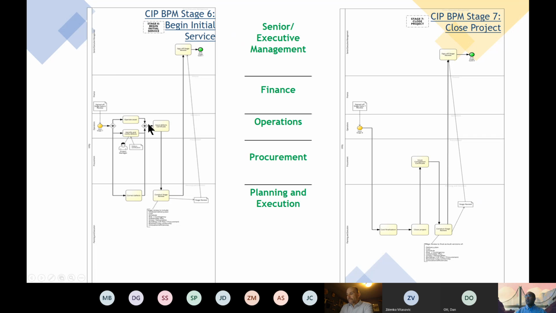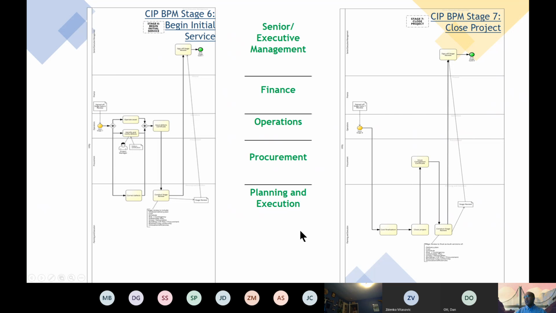And here also operations start to operate the delivery, and they will identify and notify defects, and those defects will be corrected by the planning and execution team here. And once that is corrected, then operations will issue defect certification, and then this stage will be completed. And finally, procurement and the planning and the execution team will work together to close out this project.